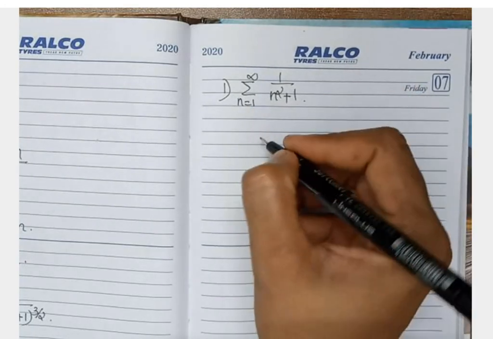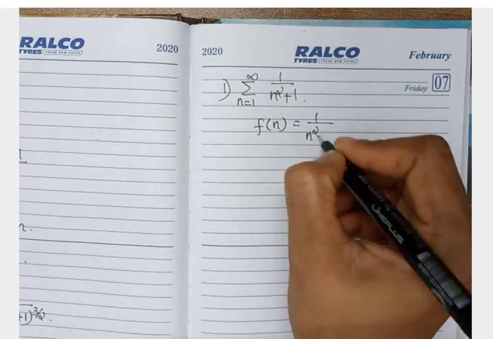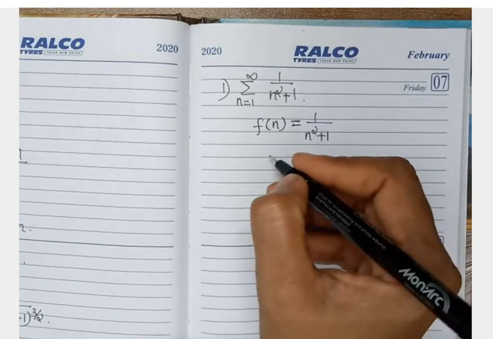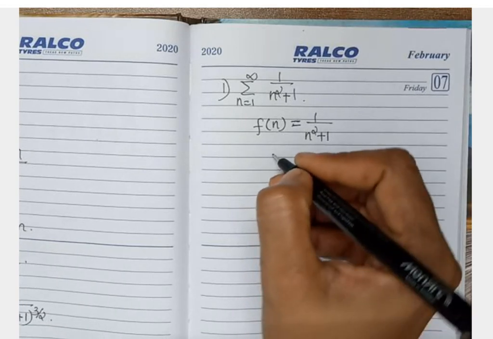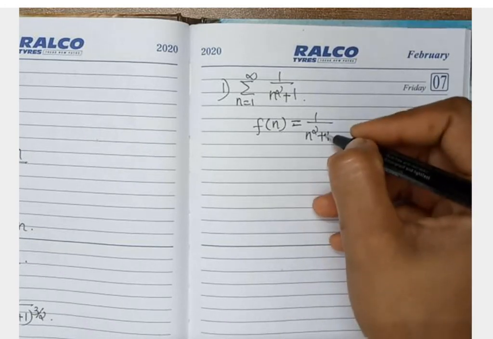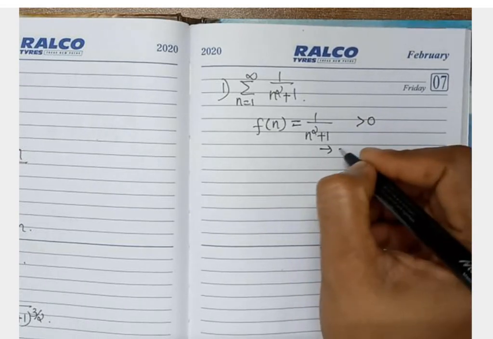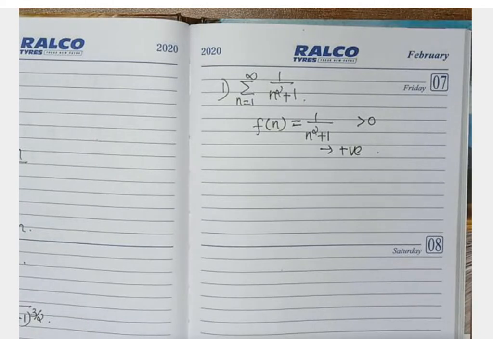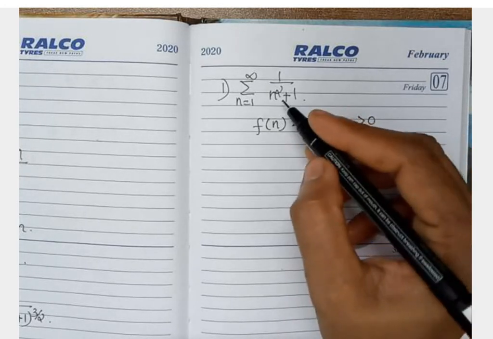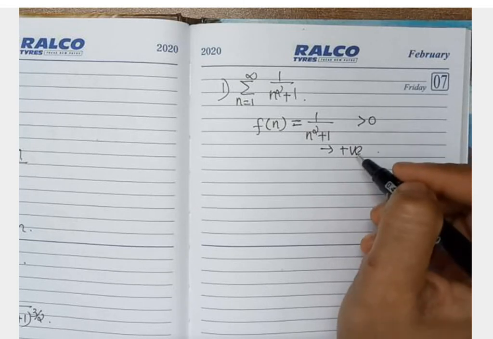So we have to check that f of n is equal to 1 by n squared plus 1. This is a square type, so for n equal to 1, 2, 3, it is always greater than 0, which implies it is positive. And this is a polynomial function, so it is always continuous. So this is a continuous positive function. We have to show that this is decreasing.